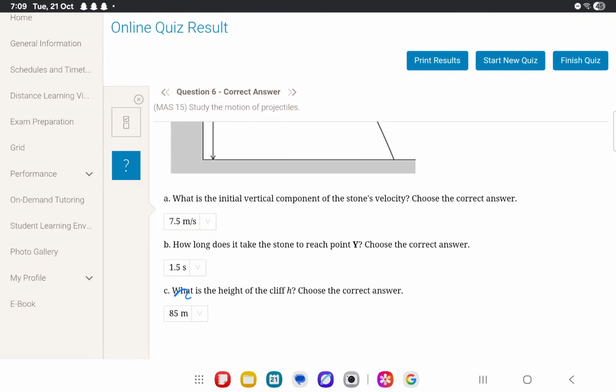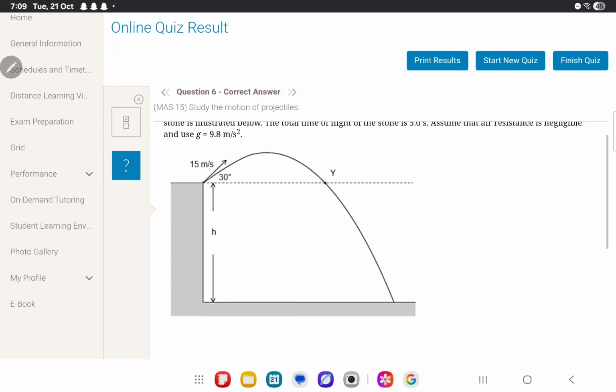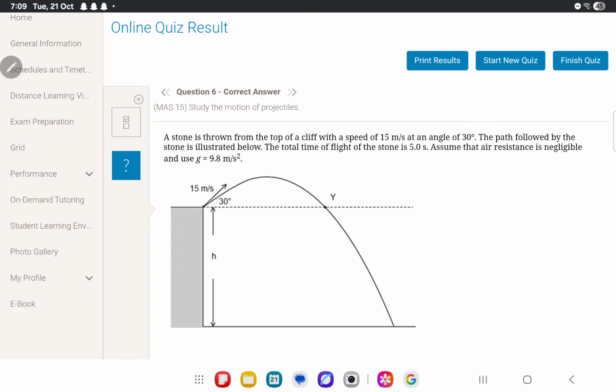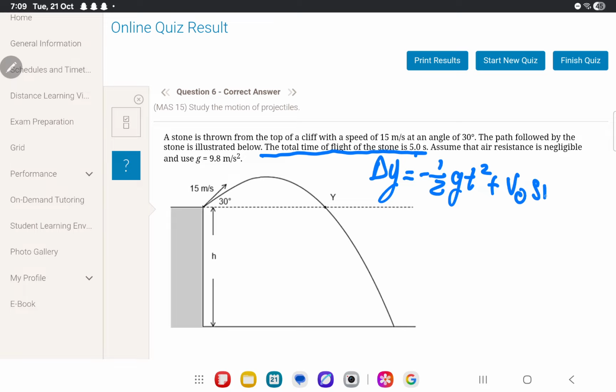Okay, part C. What is the height of the cliff H? So we're gonna use delta Y again. Why? Because look, what they told me is the total time of flight of the stone is 5 seconds. So we know at 5 seconds, this is here, right? So look, you have the value of H. You started here and you came here at 5 seconds. So this is height. So what you're gonna do is find delta Y. Delta Y is equal to negative half g t squared plus V0 sine theta t.